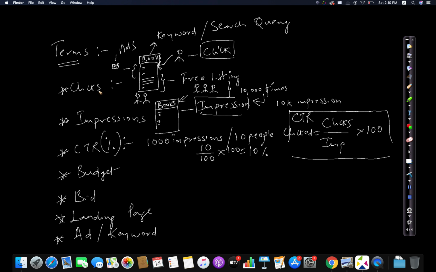So you have clicks, you have impressions, you have CTR. Out of 1,000 people, 10 people clicked on my ad. That makes my CTR 10%. So that's how Google automatically calculates your CTR. By the way, you don't have to calculate the CTR for each keyword. Google does it all for you. You don't have to worry about that.